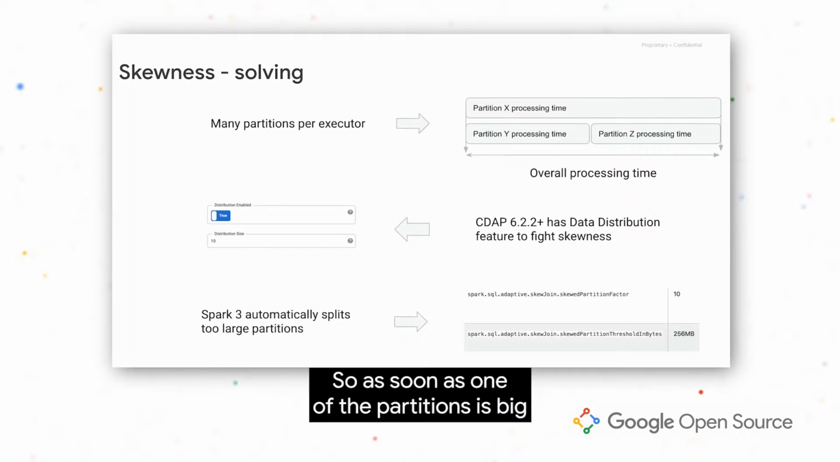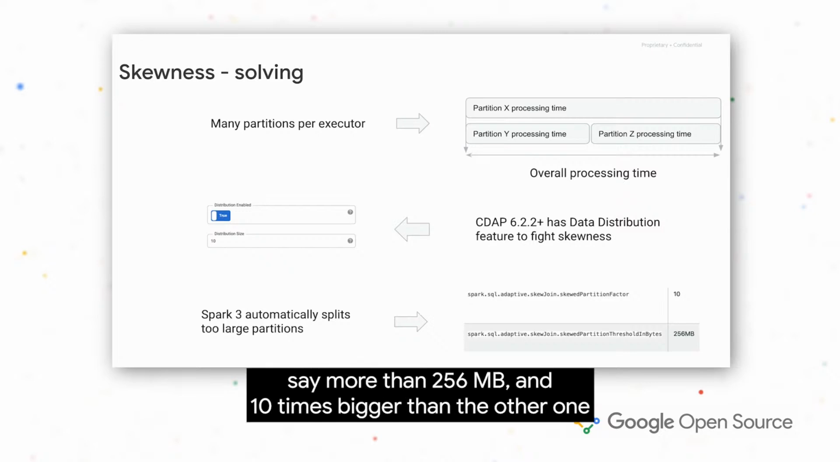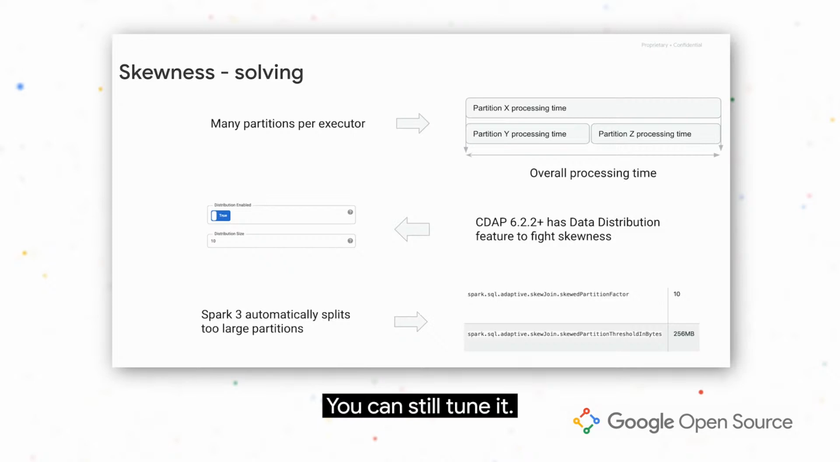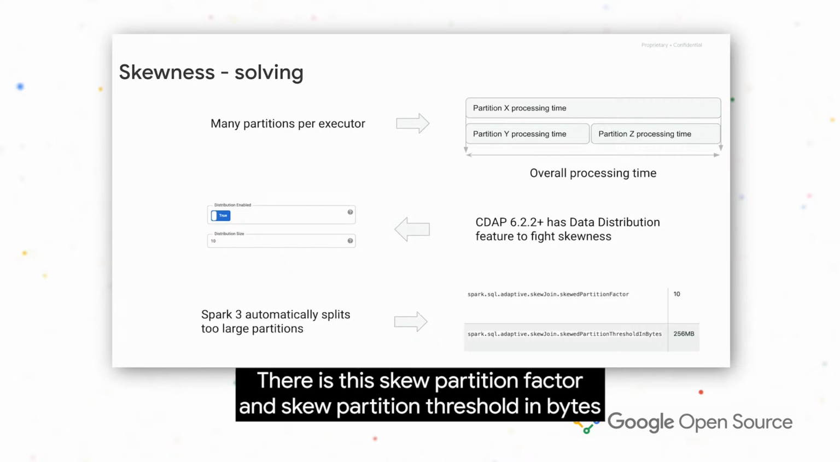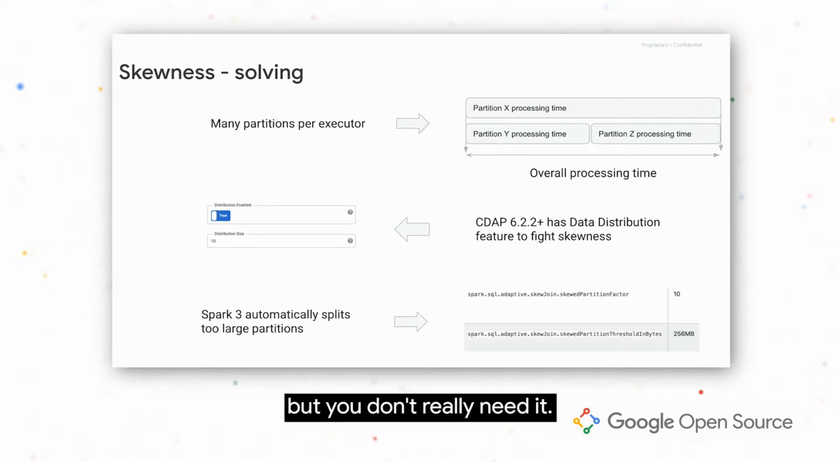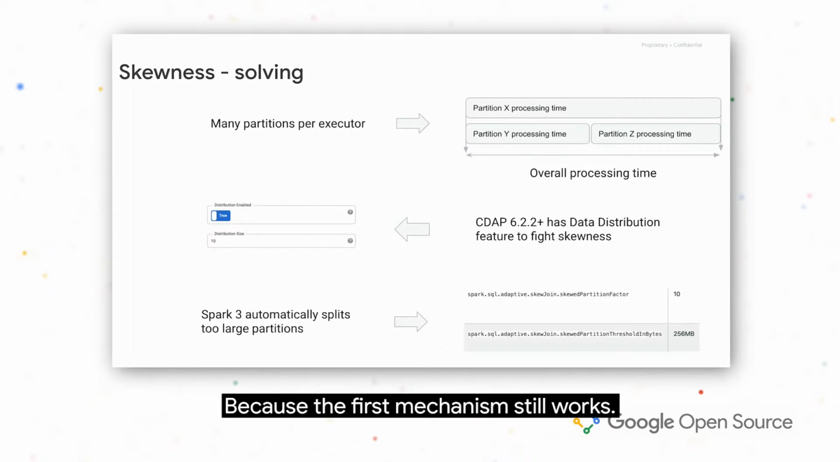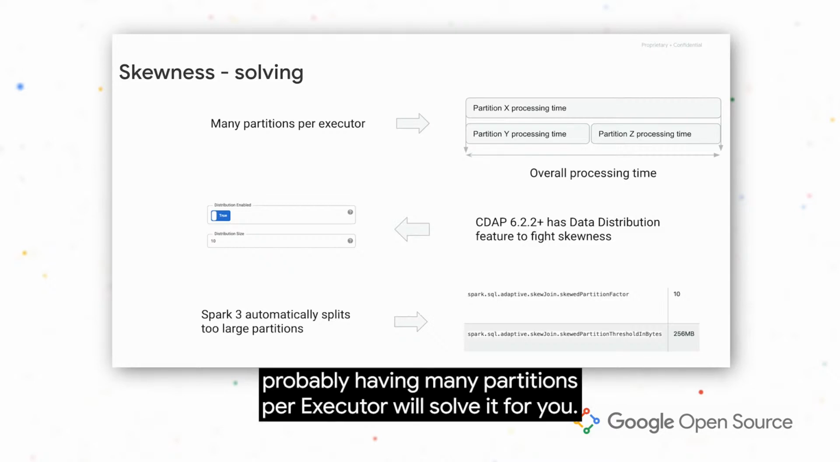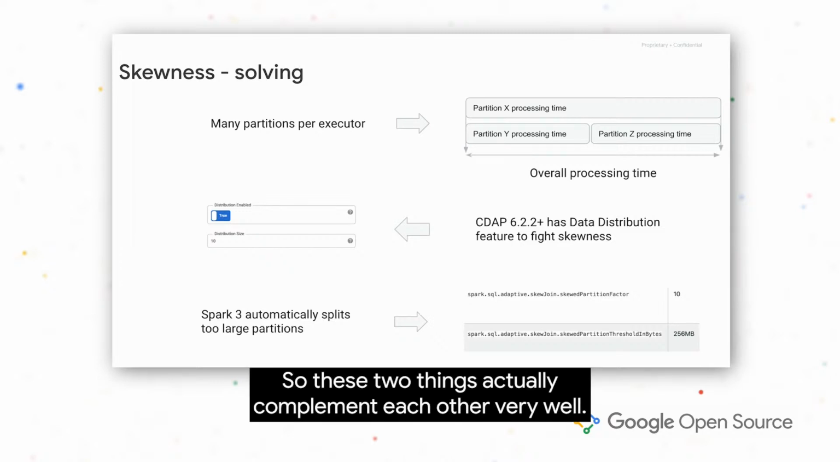So as soon as one of the partitions is big, like say more than 256 megs and 10 times big than other one, the very similar mechanism kicks in automatically. You can still tune it. There is this skew partition factor and skew partition threshold in bytes, but you rarely need it. Why? Because the first mechanism still works. As soon as your partition size difference is less than 10, probably having many partition per executor will solve it for you. So these two things actually complement each other very good.